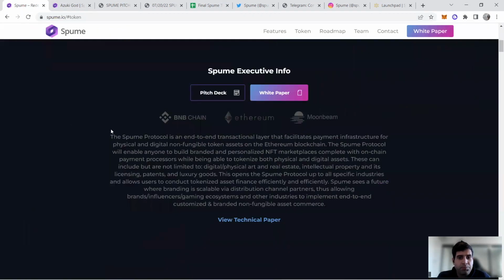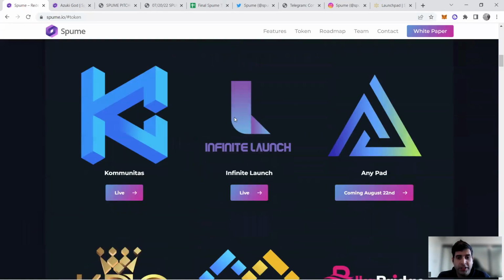And they also have people and partnerships from people from the Ethereum Foundation. It's some of the executive info that they have. And they're partnering with BNB Chain, Ethereum, and Moonbeam. So they're covering a few different chains.